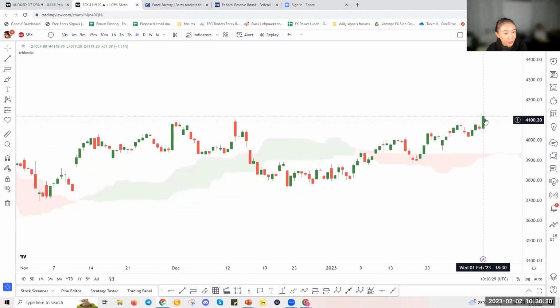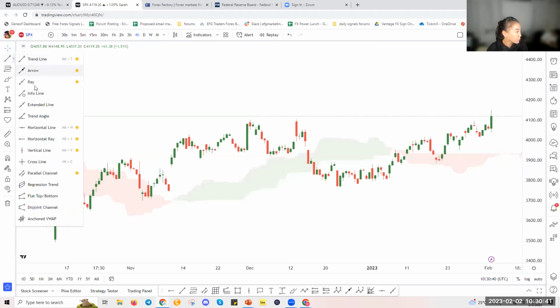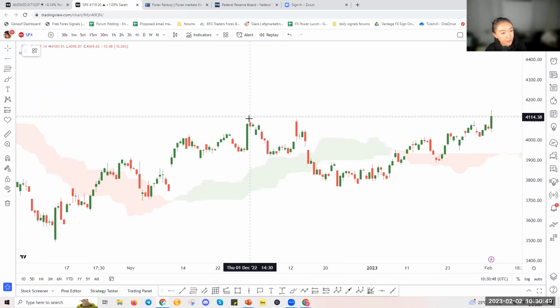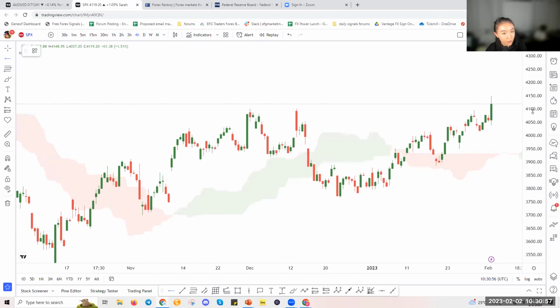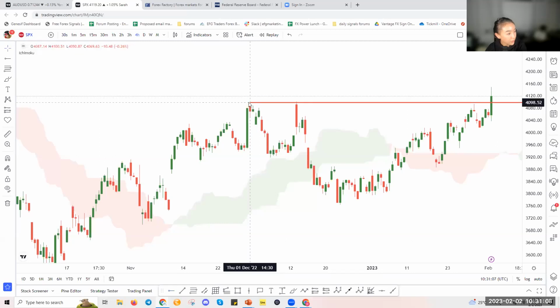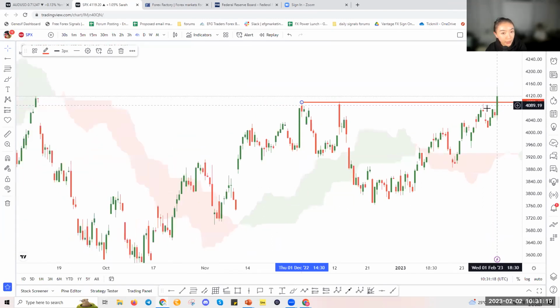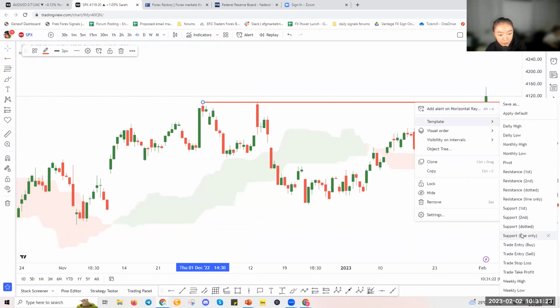So as the current price is about 4141, maybe we draw the resistance level first. Okay, so as you can see, the first resistance level for me, I will draw somewhere here. Let me scale up a little bit so that we can see clearly. So maybe I will draw somewhere at this price. Actually, we can see the price has already broken through the first resistance line. So let's label it as first resistance.